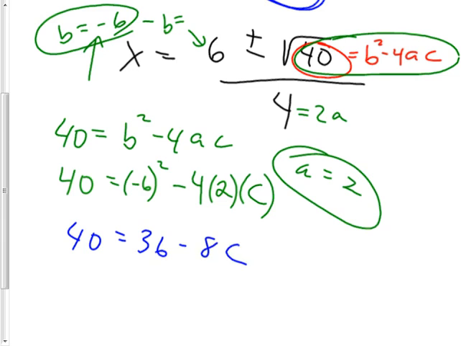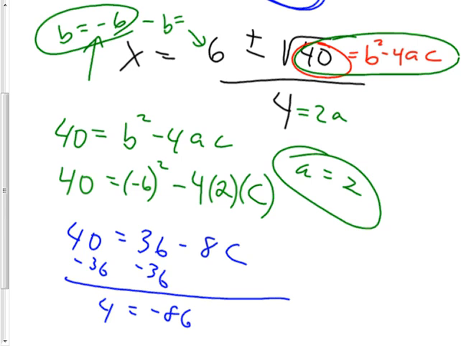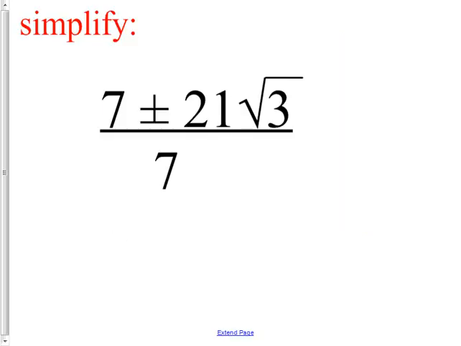Mr. T, what do you do now? Good. 4 equals negative 8c. That's a weird looking c. There we go. And then, final answer? Negative 1/2. Raise your hand if you got that right. Okay, good. All right. Enough of that for now.